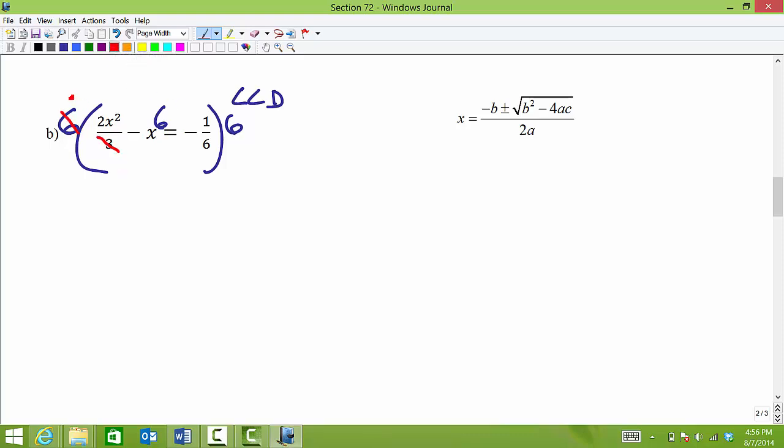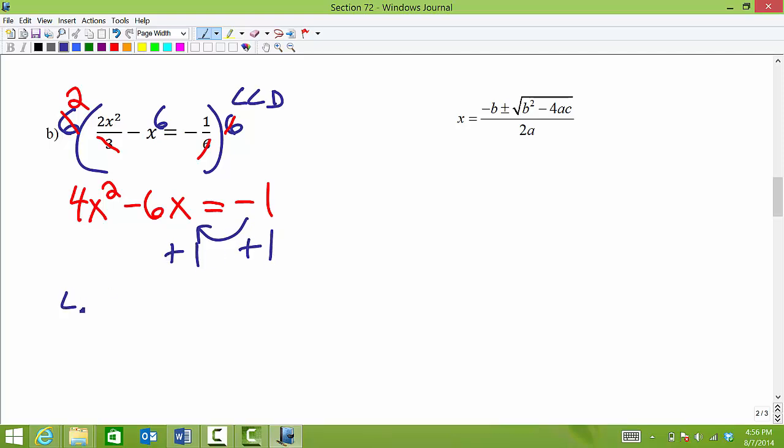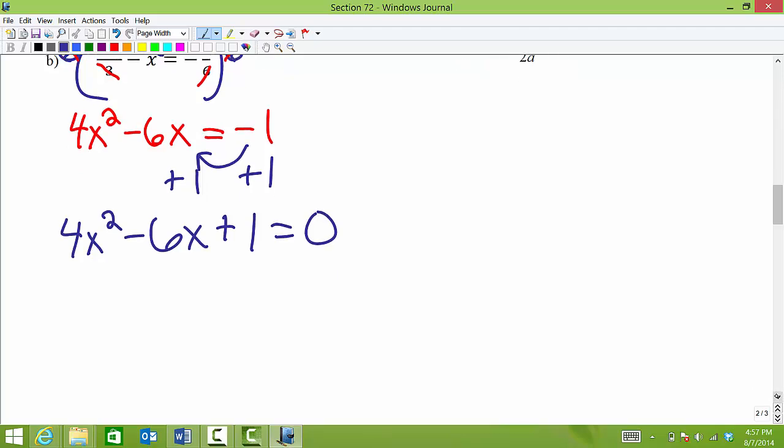So here, 3 goes into 6 twice. We're left with 4x squared. Negative x times 6 is just -6x. And 6 and 6 cancel, so we're left with -1. Now this is not in standard form yet because we need all of the terms to be on the same side, so I'm going to add 1 to both sides. And once we have added 1 to both sides, now we are actually in standard form.